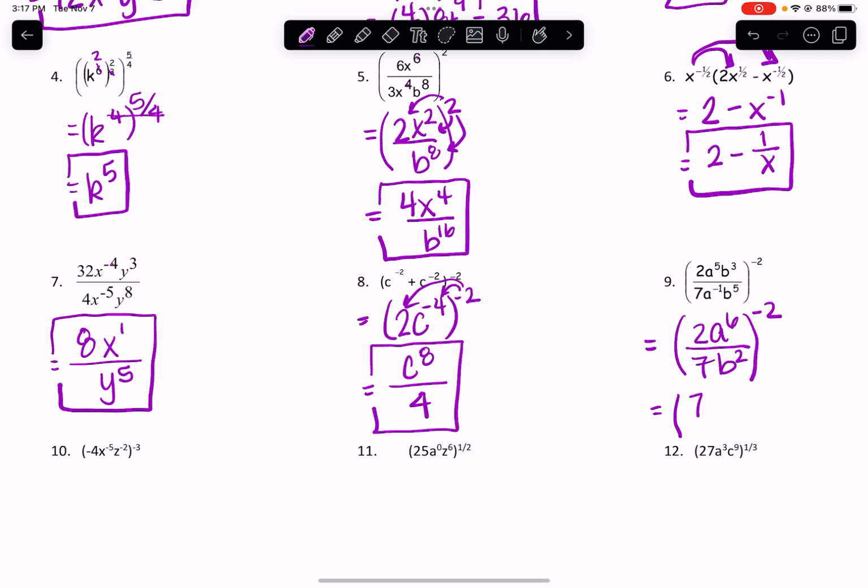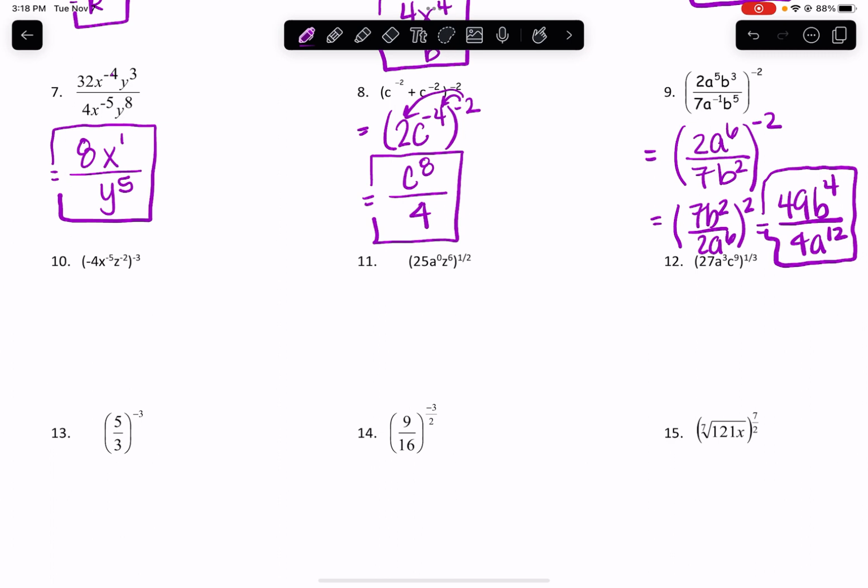So let's make it 7b squared divided by 2a to the 6th. And now square everything, so that's 49b to the 4th over 4a to the 12th. And then nothing can be simplified, so it's as far as it can go.